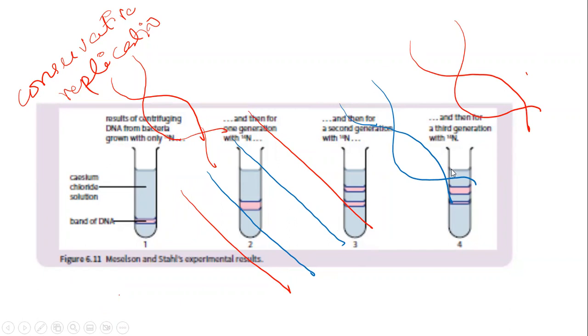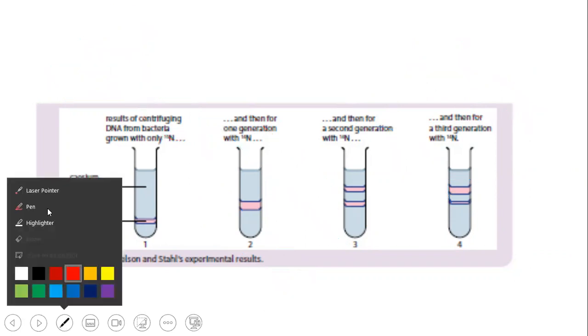So this was conservative replication, in which both of the original strands were being conserved. Both of the original strands were being kept. Both of the original strands were coming back to join with each other. This is conservative replication. Before I explain to you the experiments, let me just tell you all the theories.